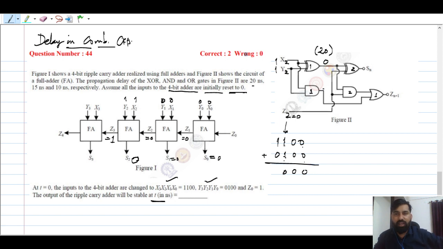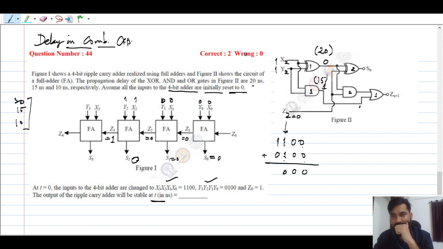Now let us focus on the output of the first AND gate. Both the inputs are 1 and 1, so the output is going to be 1 only, but after what nanosecond? You have to say that it will be 15 nanoseconds. Why? Because they have mentioned here the corresponding delays: one is 20, one is 15, one is 10, right? So these have to be considered while getting the output of each gate.